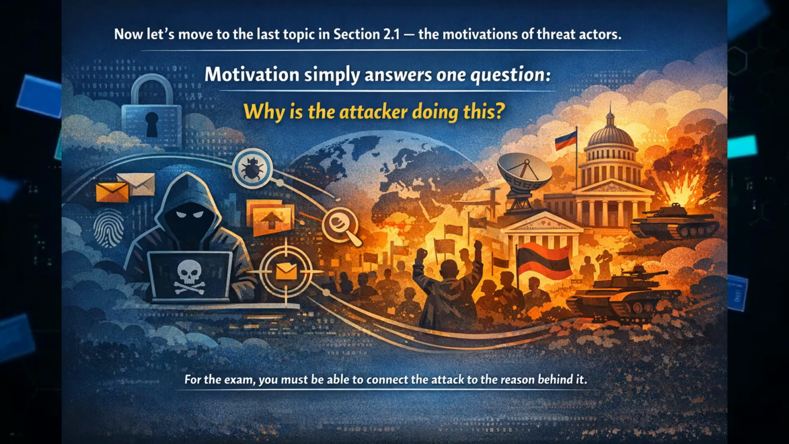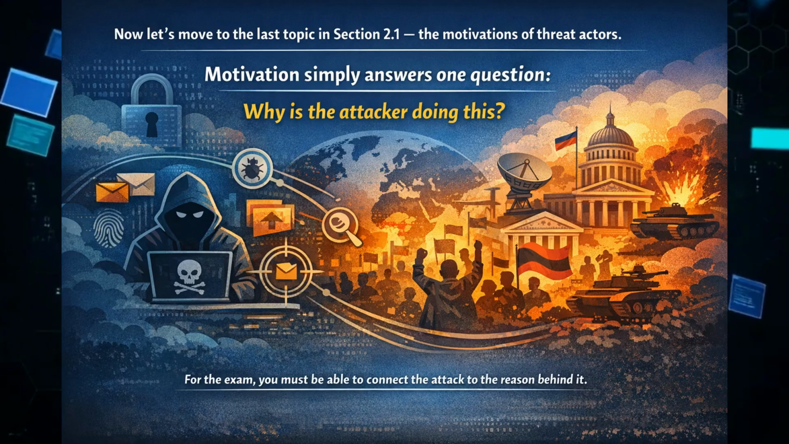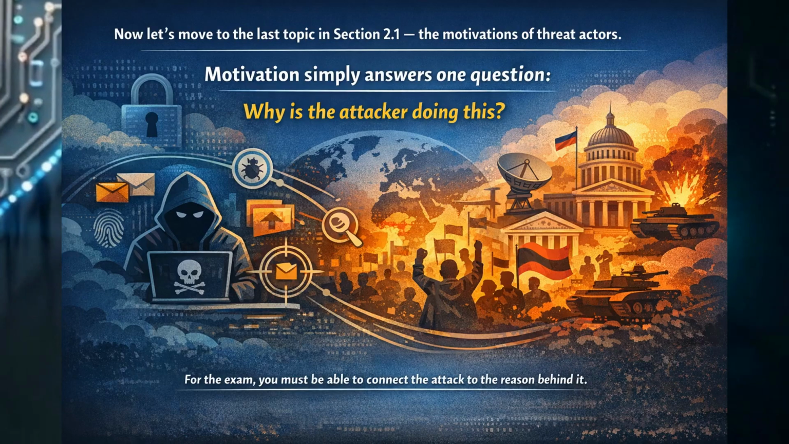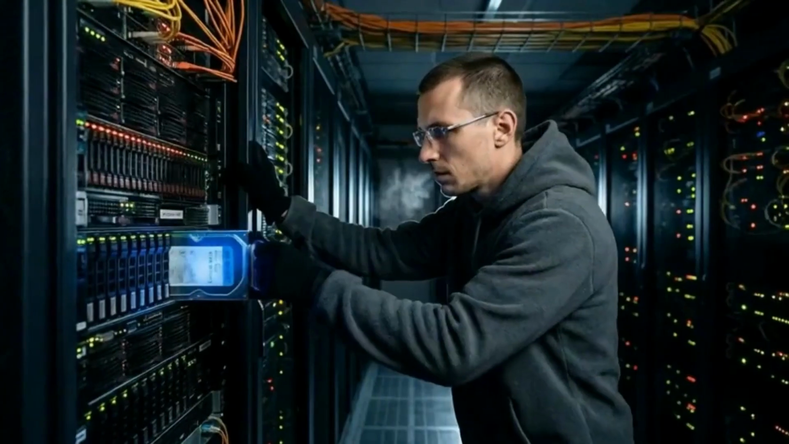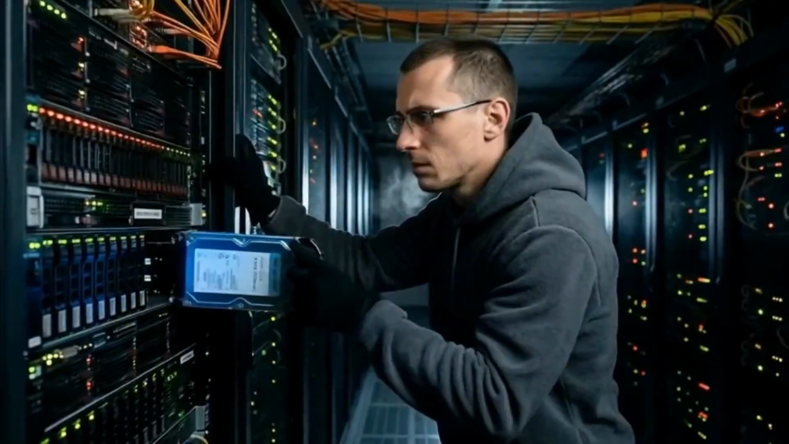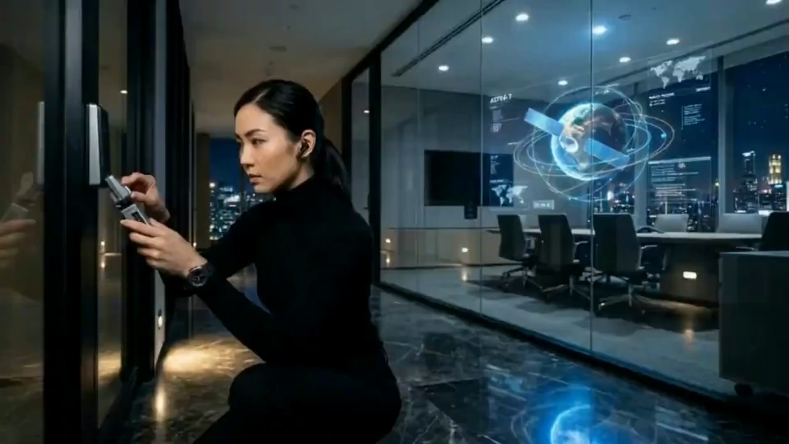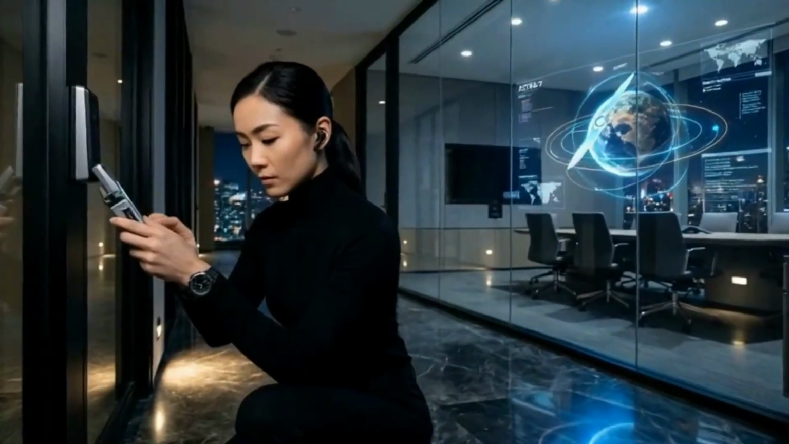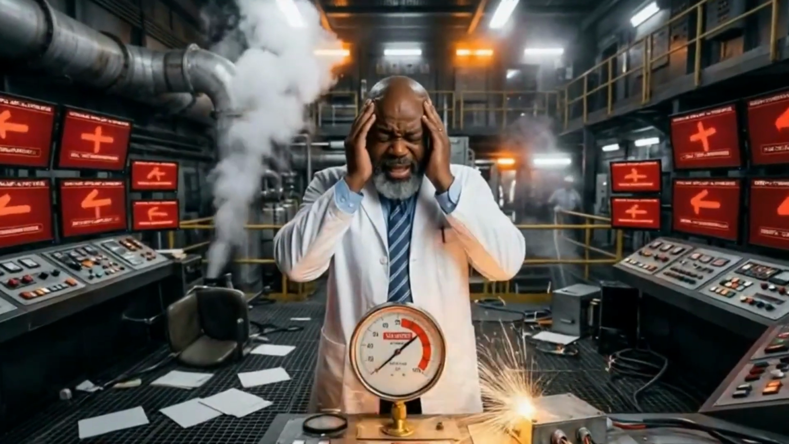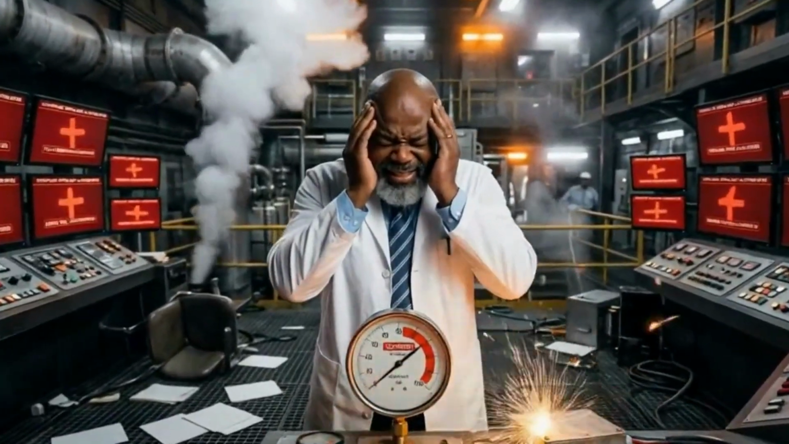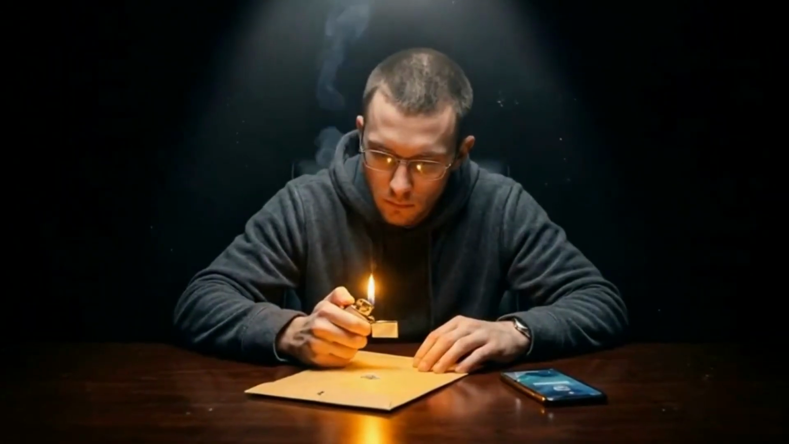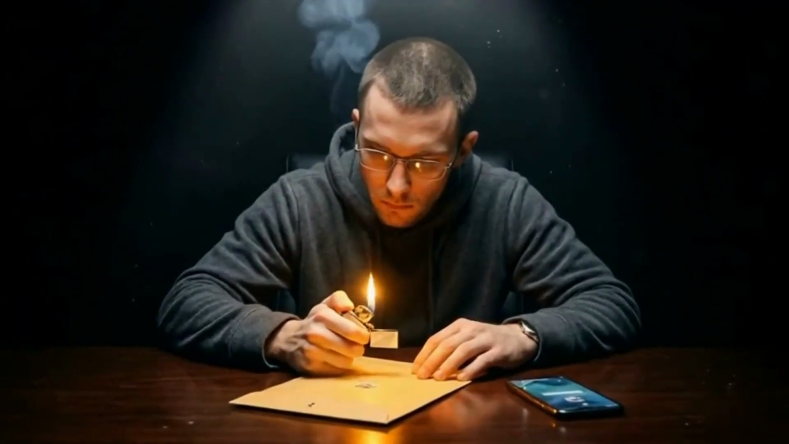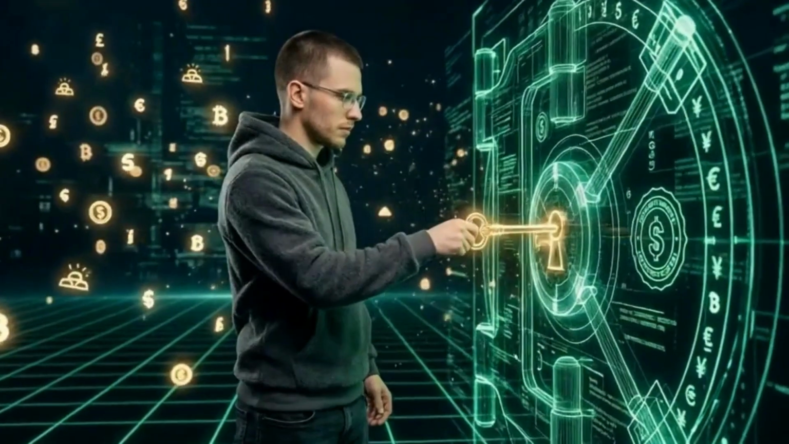Let us get into the last subtopic of section 2.1, which is the motivation of the threat actors. Motivation explains why a threat actor attacks a system. What is their motive? For the exam, you must be able to match the attack to the reason behind it. That's part of what you need to know for this Security Plus exam. There are 10 motivations to study for the exam.